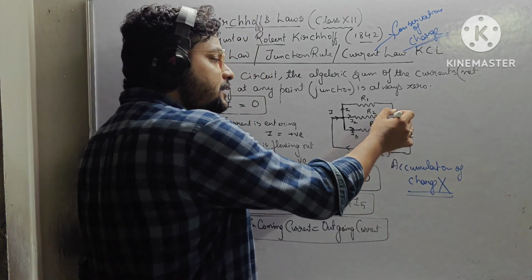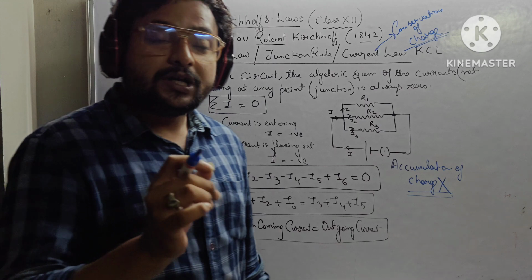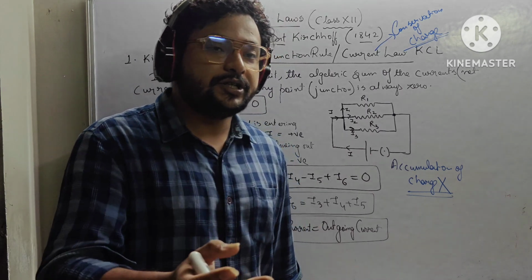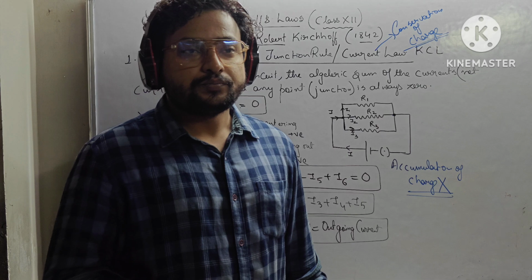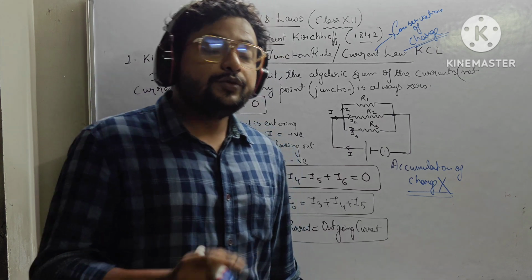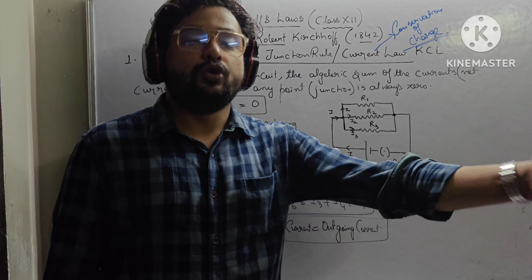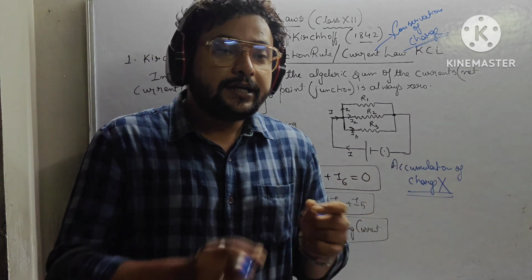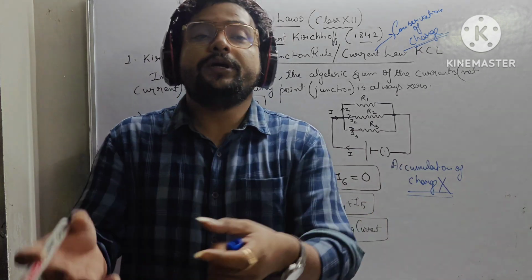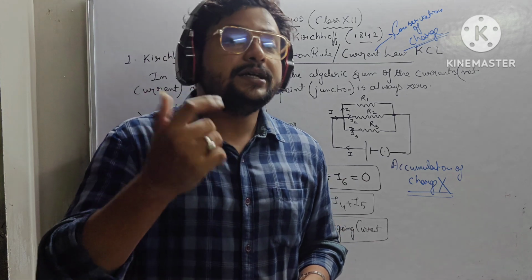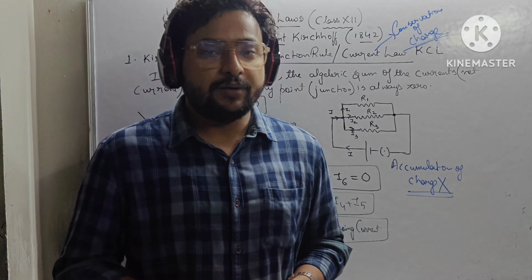So if I look at any junction, whatever charge comes into that junction, that much charge must flow out of that junction. It has to happen. Also, if you think in the opposite way, suppose the incoming current is less and the outgoing current is more. That is also practically impossible. From where is that extra charge coming?